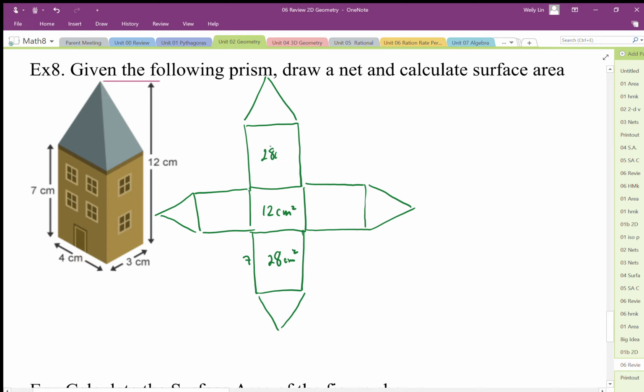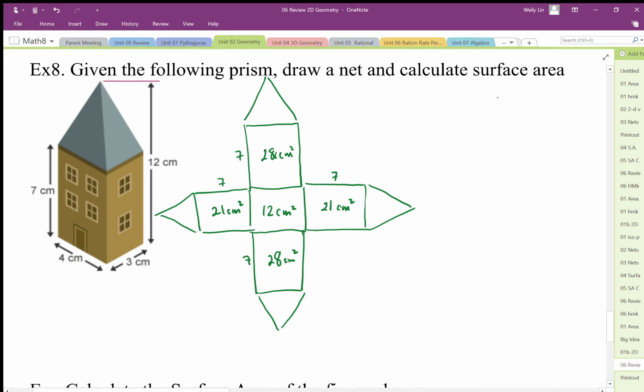Okay, so again, the key here is to keep everything organized. So we know that those two sides are the same. Here we know that these two sides are the same as well. And this is going to be a length of 3, so this is going to be a little bit smaller surface that's going to be calculated here. Okay, so we've got all the 5 rectangular pieces. So I've done the easy parts first.